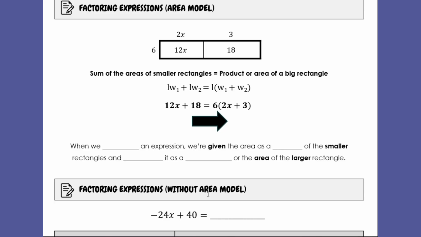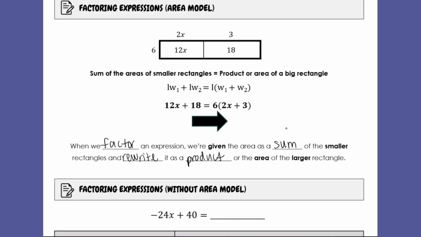to show how the sum of the areas of the smaller rectangles equal the product or the area of the big rectangle. So again, showing that in general form with length and width, but then also showing it with numbers as an example. So when we fill in the blanks here, it should say, when we factor an expression, we're given the areas as a sum of the smaller rectangles and rewrite it as a product or the area of a large rectangle.